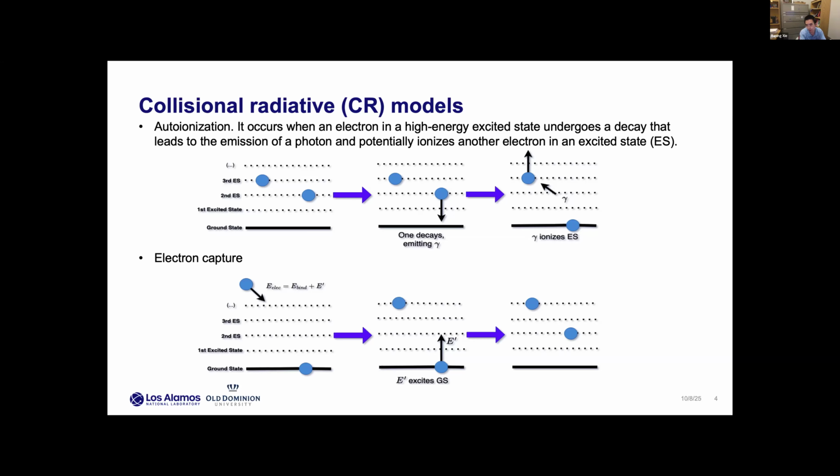Another is the electron capture process. Basically, the ground state can capture some electron to become a high energy level. Those are the two very basic processes that happen in a plasma field, and they describe the CR model.